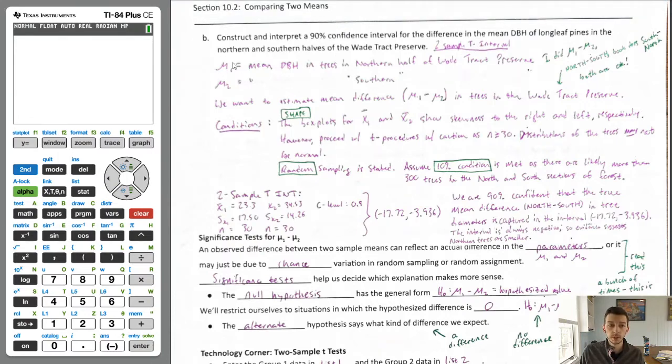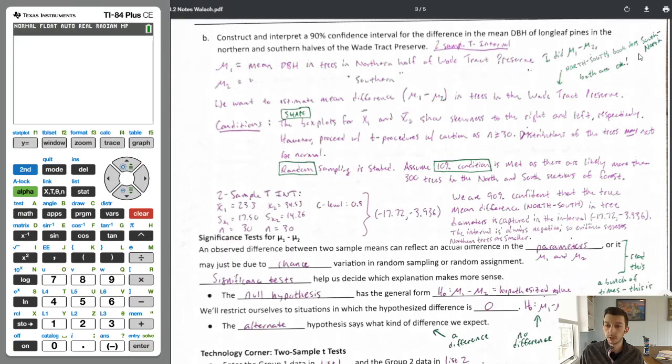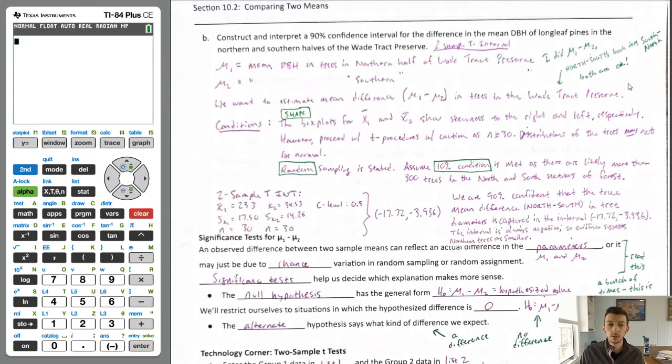So I have to define my variables. My mu1 is the mean diameter of the trees in the northern half. My mu2 is the mean diameter of the trees in the southern half. So I happen to do north minus south when I set this up, and the book does it the opposite way, and that's fine. You just want to interpret it correctly. So I also stated what we were trying to find. We're trying to estimate the mean difference between these in this preserve.